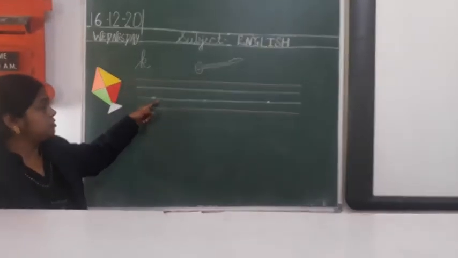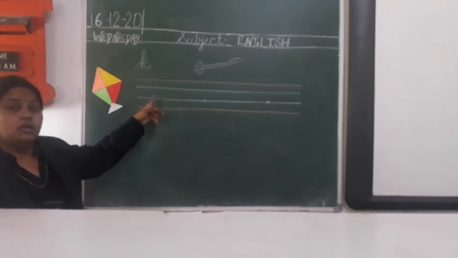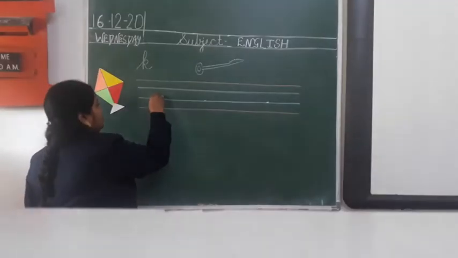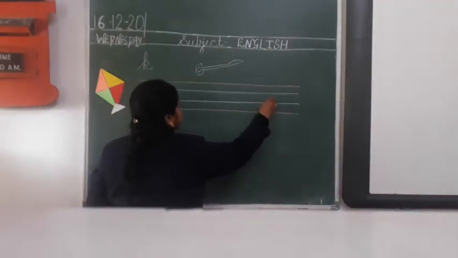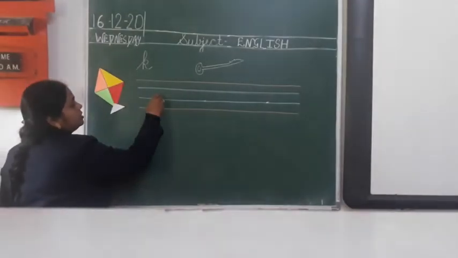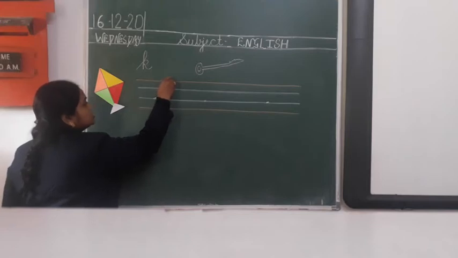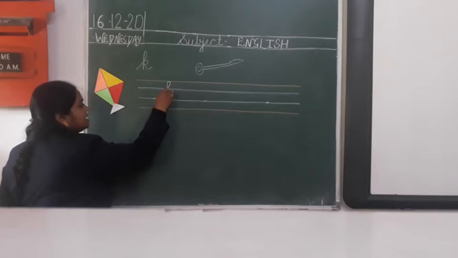Now in English you have 4 lines. So what you have to do? 1, 2, 3. On the third line you have to put a dot like this. After that you will put your pencil on the dot and then make a slanting line. You will go up to touch this pink line and then make a small curve, then a standing line like this, and then you have to make a curve again like this. See carefully.